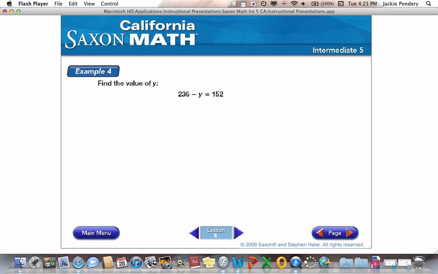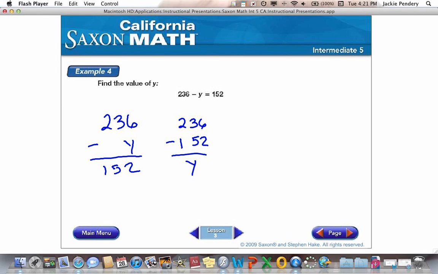Okay, find the value of y. You are, of course, going to rewrite it vertically. 236 minus y equals 152. 236 minus 152 equals y. And I can stop right here because I have found my variable in the answer, in the difference. If you want to keep going just to double check, you can, that's fine.